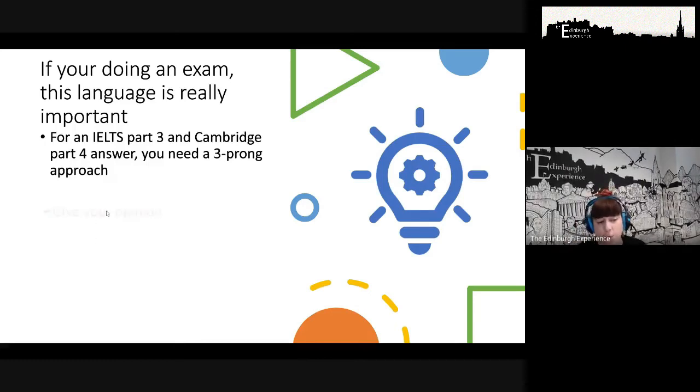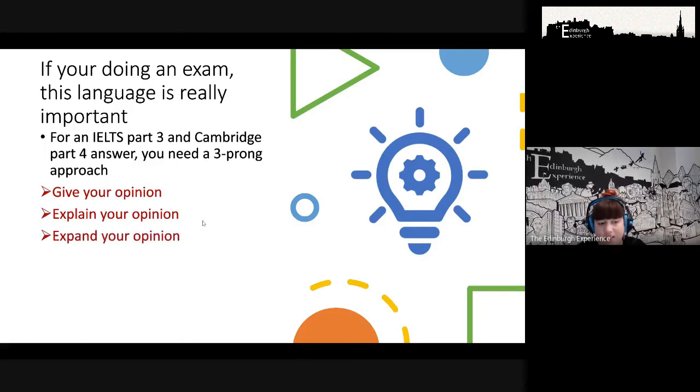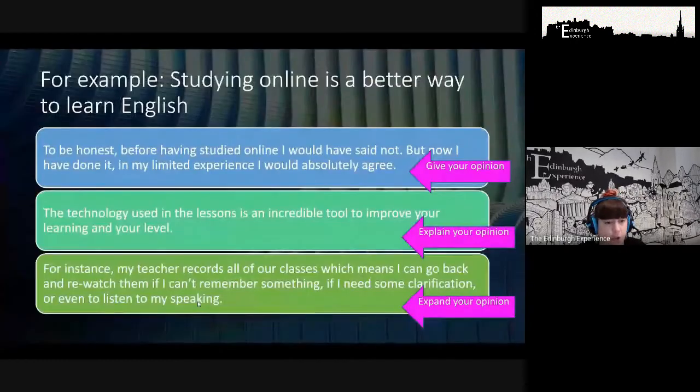So the first thing you want to do, guys, is you want to give your opinion. The second thing you want to do is explain that opinion. And then finally, what you want to do is expand that opinion. And what I mean by expanding it is illustrating it, right? So you can expand that with an example, you could expand that with a scenario, or you could expand that with a fact. Okay, so let me show you what that looks like.